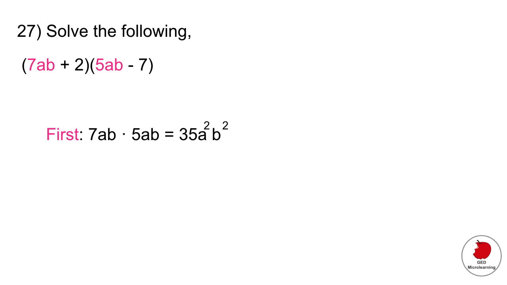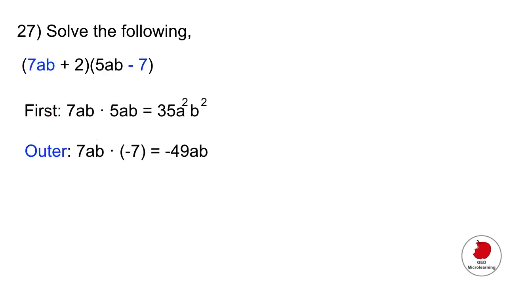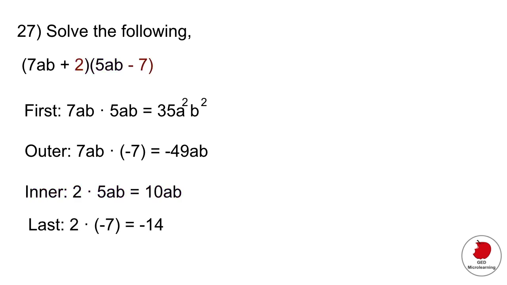So the first terms, 7ab multiplied by 5ab, is going to give you 35a squared b squared. The outer, that would be minus 49ab. The inner would be 2 times 5ab, which is 10ab. And then the last, 2 multiplied by minus 7, which is minus 14.